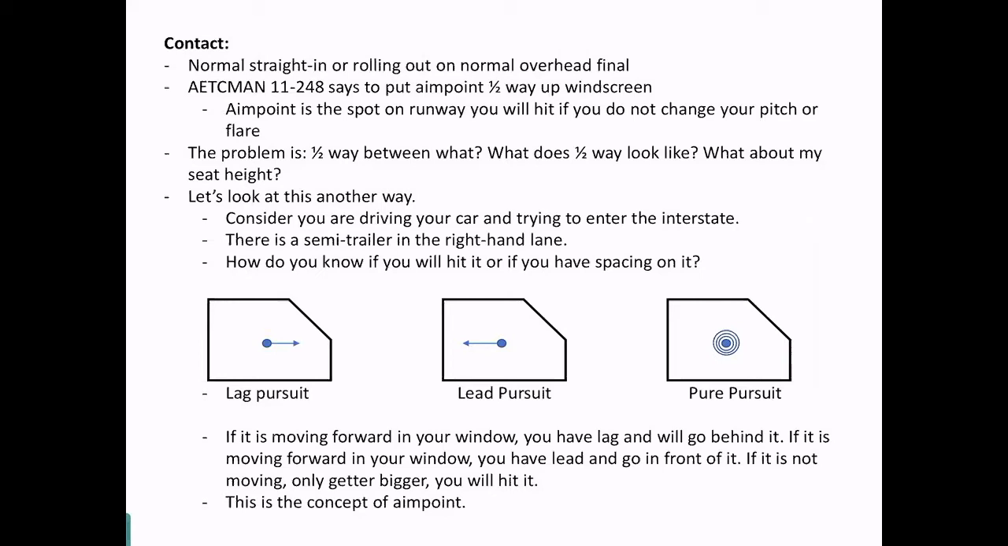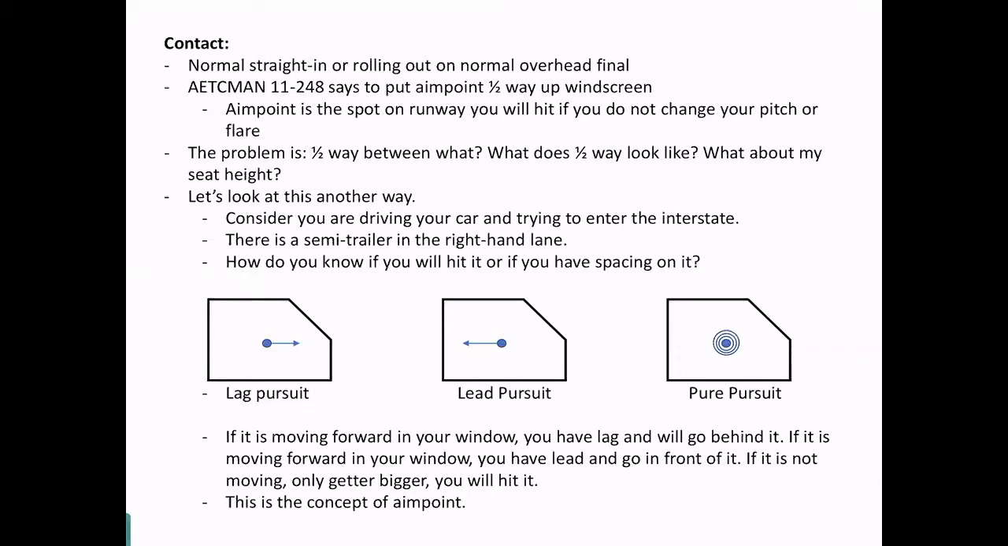So if you'll pardon my crude drawings here, please don't laugh, but this is supposed to be your driver's side window. As I look out at that blue dot semi, if I see the semi is moving forward in my window, I have what we call lag pursuit. I'm going to lag and go behind him. If he is moving backwards in my window, or moving aft in my window, then I have what we call lead pursuit. I'm going to take the lead. I'm going to go in front of him. Problem arises when he's not moving in my window. As I get closer, he's just getting bigger and he's not moving. You're going to hit him. That's what we call pure pursuit.